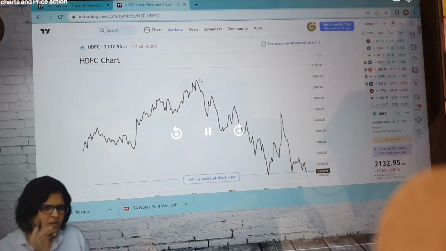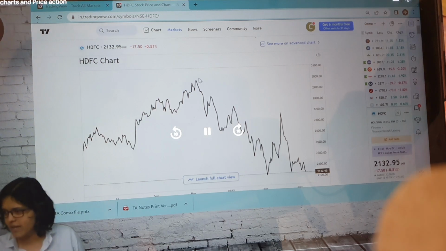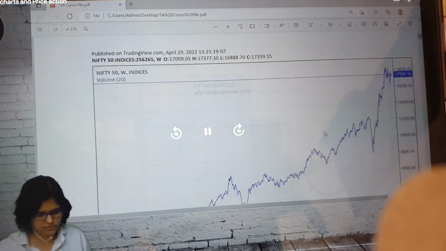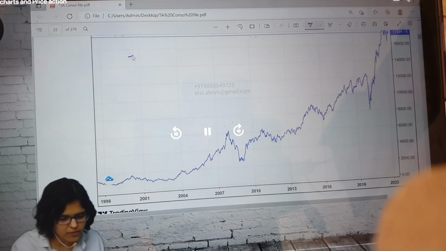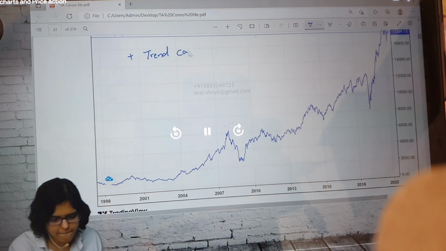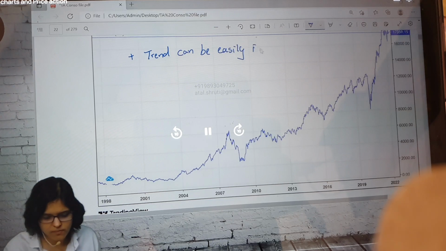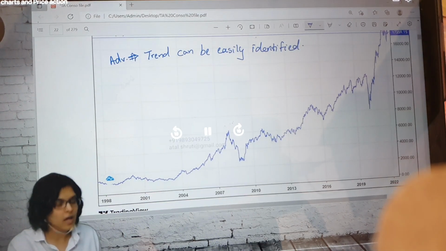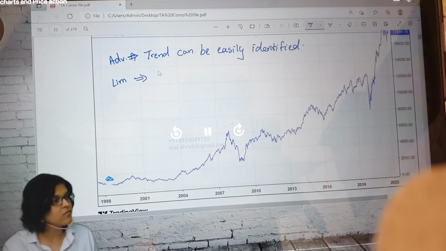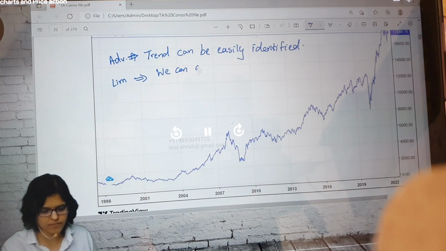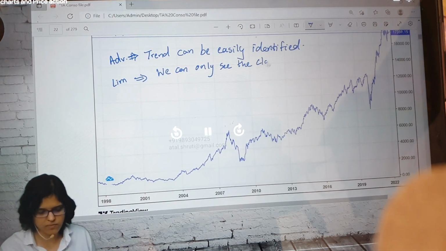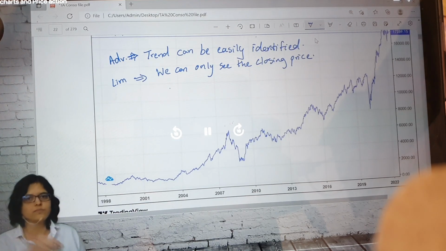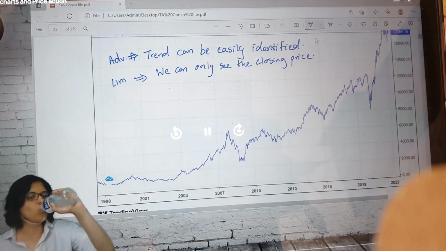Okay? So if you want to write down, it will surely be there in the notes. But on the chart itself, if you want to just write this down, very simple thing. In line chart, what can you see? So 2 things you can write here. What is one positive point? Positive point is that trend can be easily identified. So this is the advantage. And what is the limitation? We can see only the closing price. Which prices are not seen? Open, high and low.